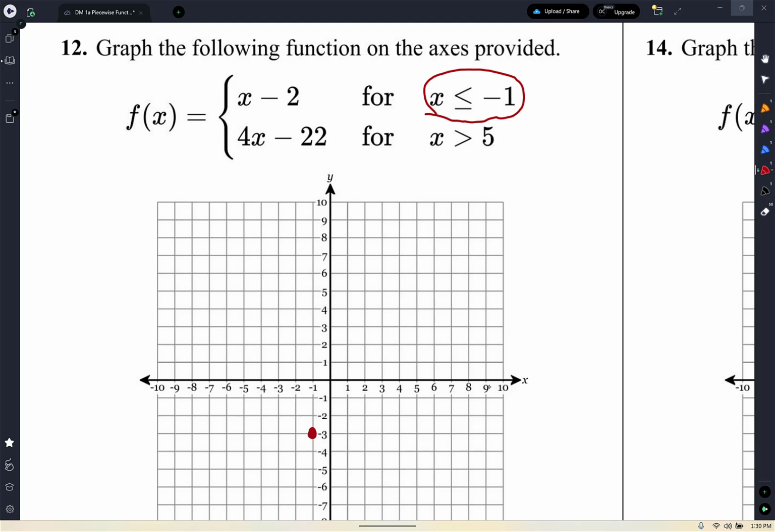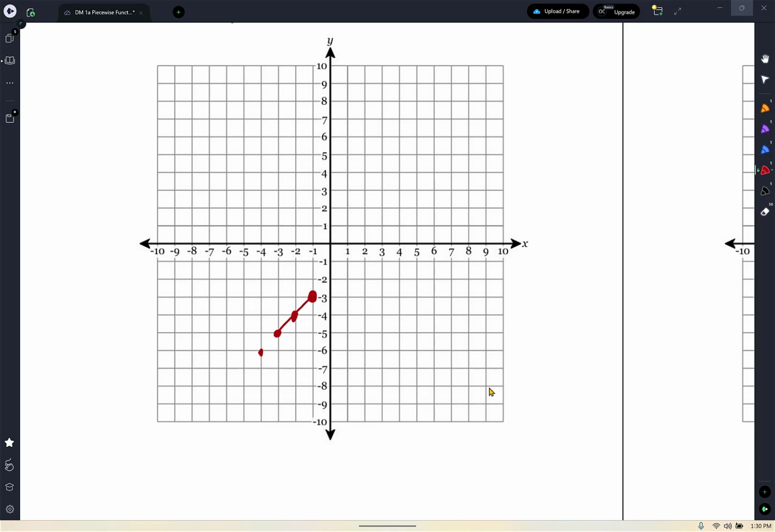Why am I making it a solid and not an open? Because it's equal to. What's my slope? Positive or negative? Positive 1. Sorry, I should have said positive 1 or -1. It's positive 1, so I can't go up 1, right 1, because it says x less than -1. Instead I'm going to go down 1, left 1, so I have a point at -2, -4. Down 1, left 1, so I have a point at -3, -5. Down 1, left 1, so I have a point at -4, -6. And then connect them. Make it go forever like that.